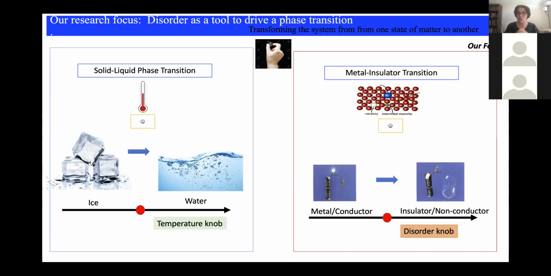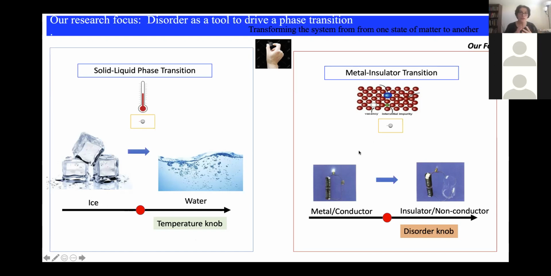And you might think it sounds complicated, but you are all very familiar with phase transitions in everyday life. One example you are familiar with is the solid-liquid phase transition, right? It's hot outside today, you take ice, you put it into your tea or coffee, and it melts. So we have a phase transition from a solid to a liquid. And the thing that is driving this transition is a temperature knob, right? Because you're changing the temperature, you melt the ice.